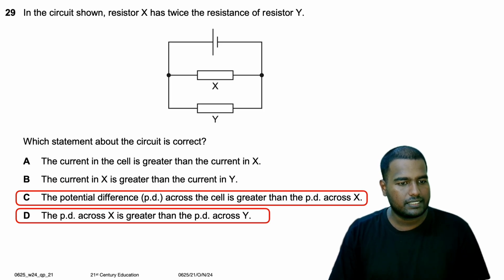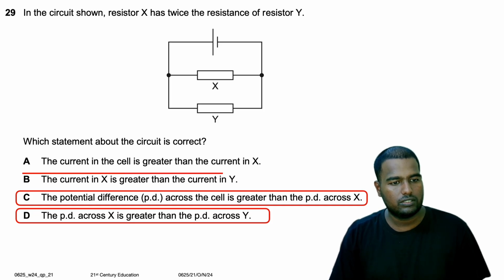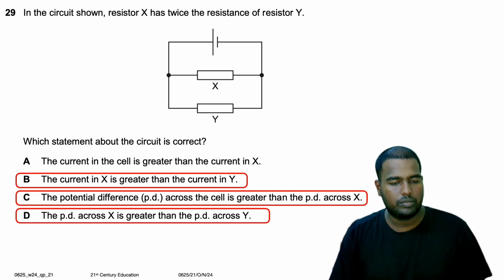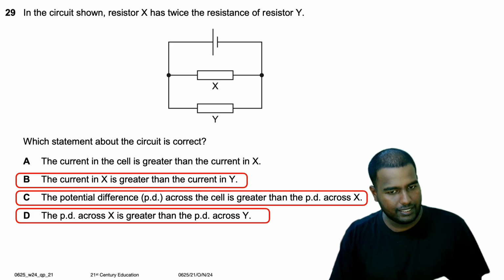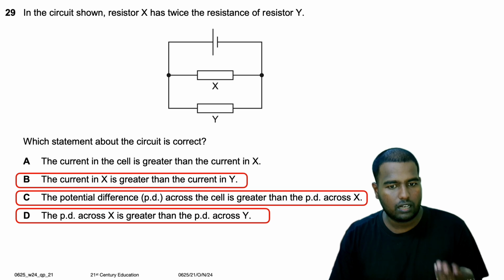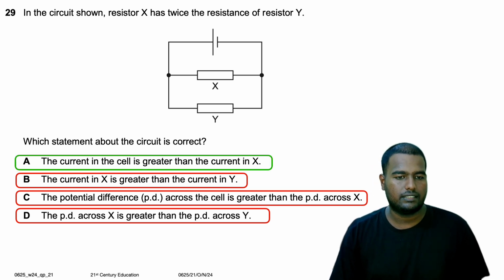The current in X is greater than the current in Y. Okay, X has the higher resistance, so X should have the lower current. So this is wrong. Y should have the higher current than X. The current in the cell is greater than the current in X. This is right because the current in the cell is the current in X plus the current in Y. So the current in the cell is greater than in X. Also the current in the cell is greater than in Y. So A is the right answer.